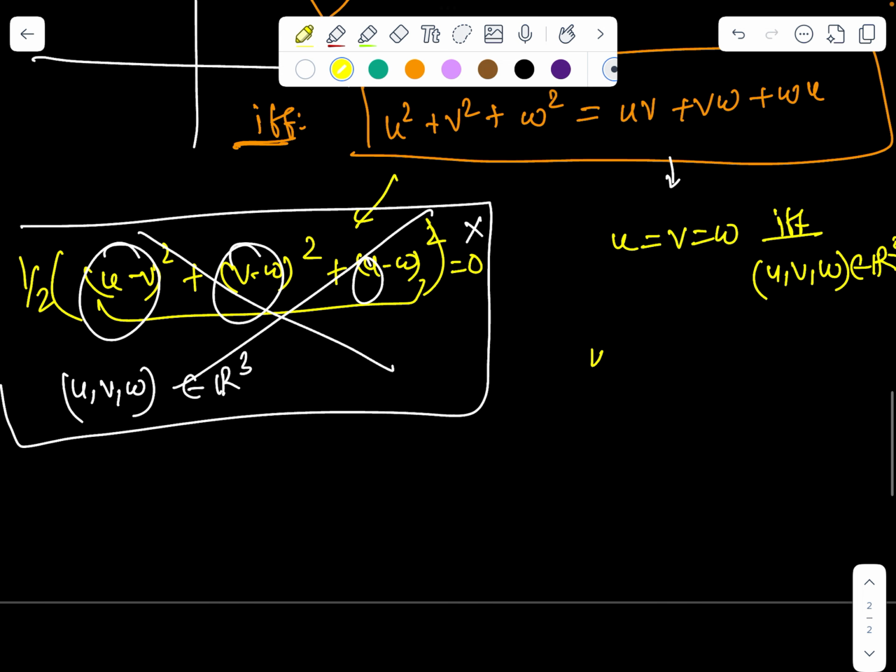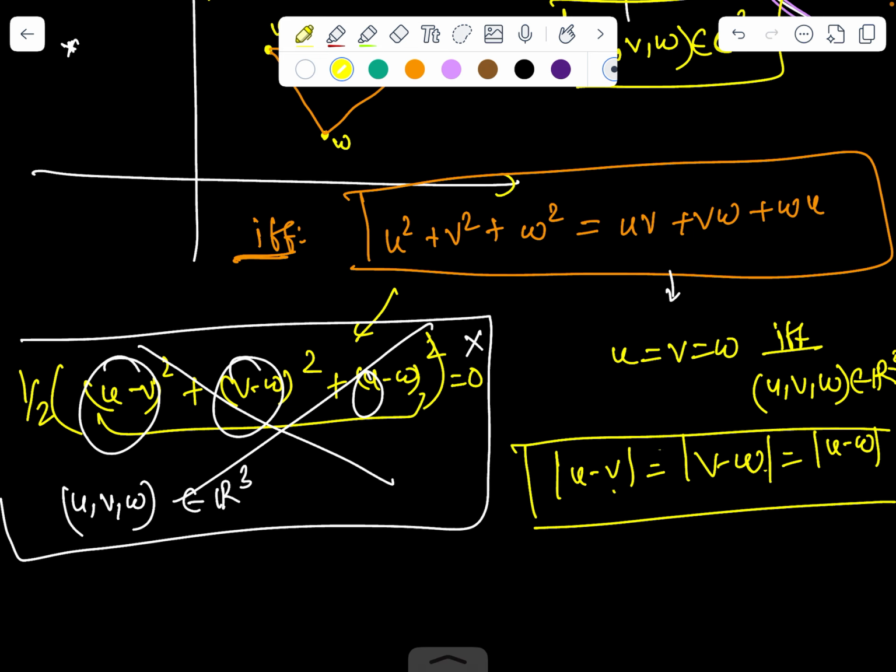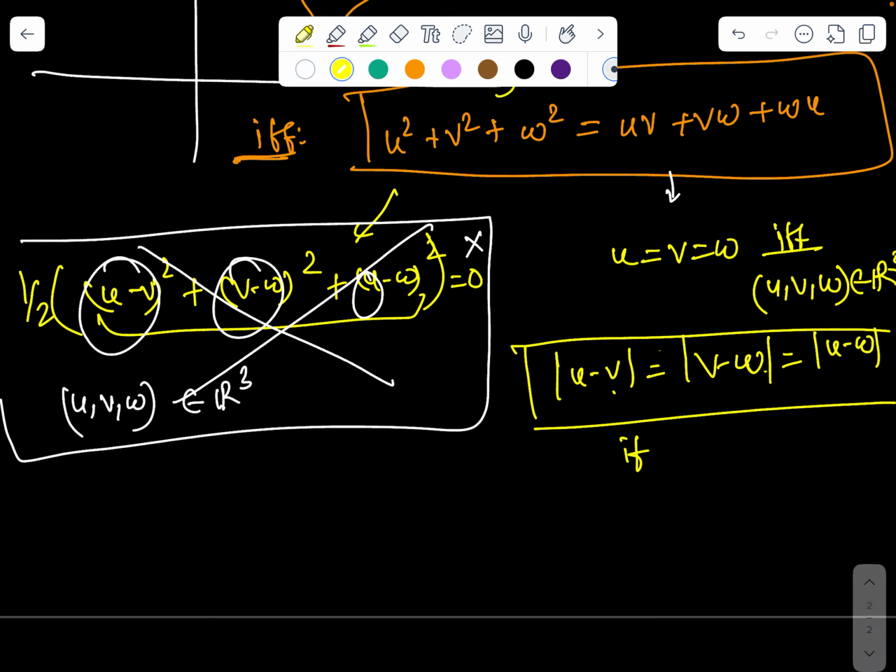But this will imply, interestingly, mod u equal to mod v equal to mod w, right? In fact, this implies mod of u minus v equal to mod of v minus w equal to mod of u minus w. So again, some equality sense is there in the complex world if u, v, w belong to C3.